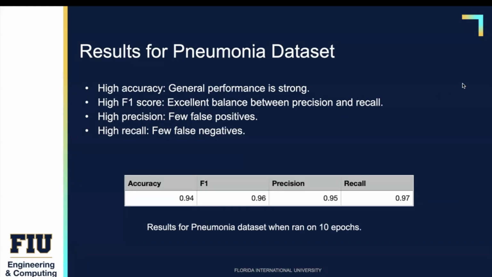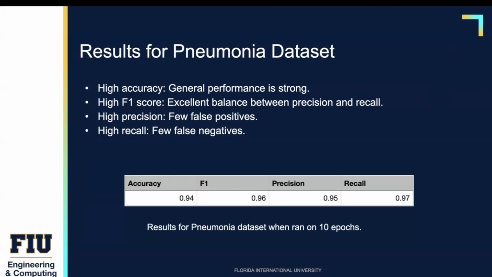First, we have an accuracy of 0.94, which means that 94% of the predictions made by our model were correct. Accuracy gives us a general sense of how well the model is performing, but it doesn't tell the whole story. Next, we have the F1 score, which is 0.96. The F1 score is a balance between precision and recall. It's particularly useful when we want to ensure that both false positives and false negatives are minimized. A high F1 score indicates that our model is performing well in both of these aspects.